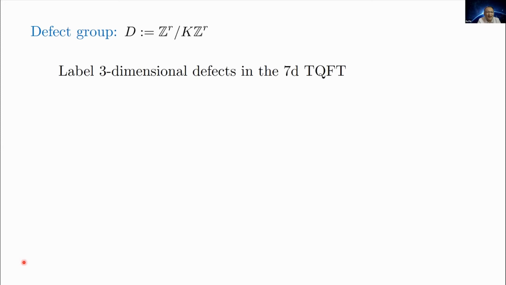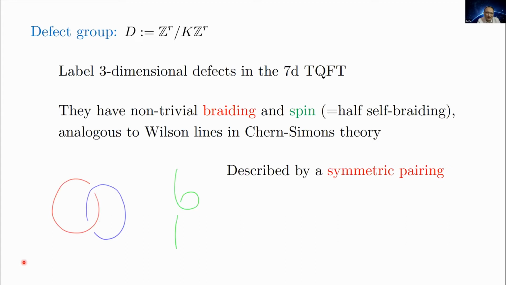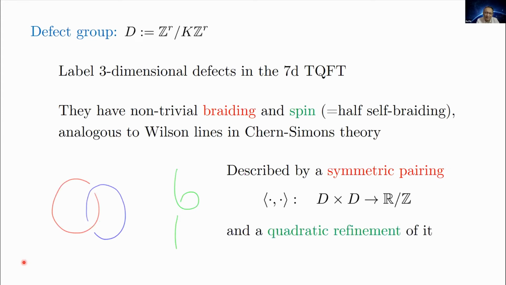Physically, elements in the defect group label 3-dimensional defects in the 7D TQFT. And these defects are very much like Wilson lines in 3D Chern-Simons theory, in that they have braidings and spins. One way to encode the data for braiding algebraically is to consider the symmetric pairing on D. This is sometimes referred to as a Dirac pairing from the boundary perspective. And the spin for these defects can be viewed as a quadratic refinement of this pairing, which I will denote as Q.